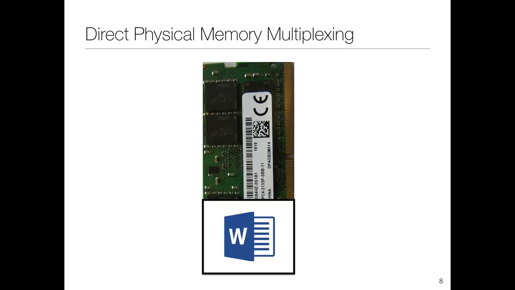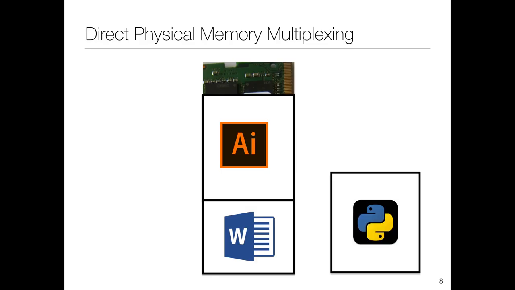Let's look at this again. So we have Word, Illustrator, and Python. What if a process says that it wants a full memory? What will you do then? You have no choice. Until and unless you put some constraints on the system, a single process can just game the system and hog all the resources.